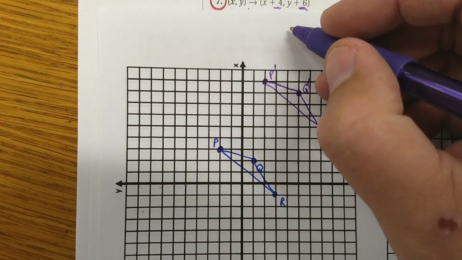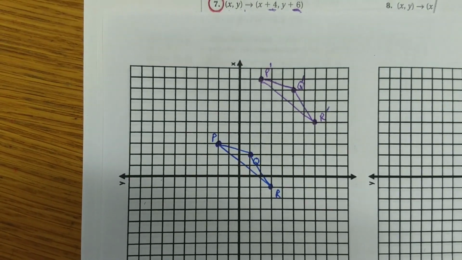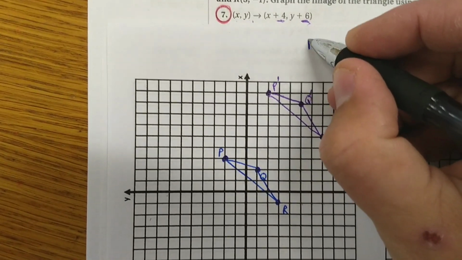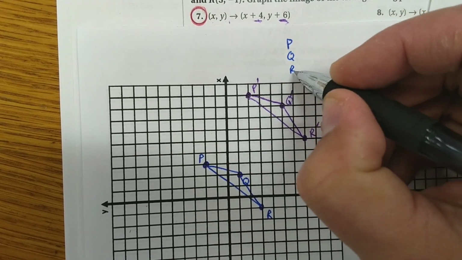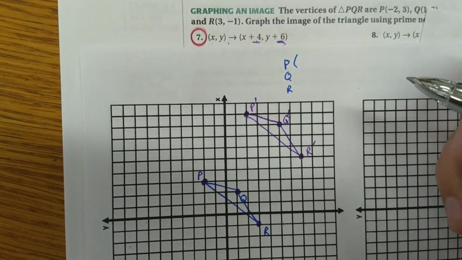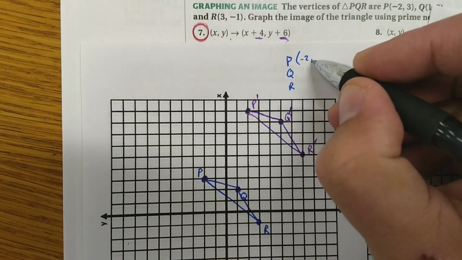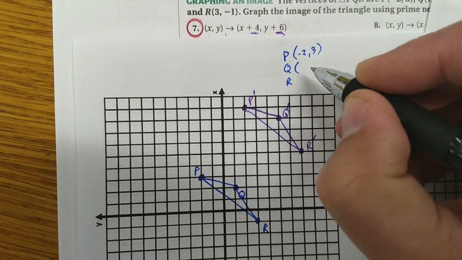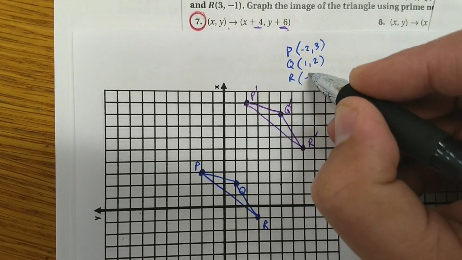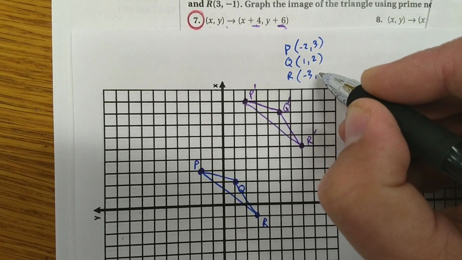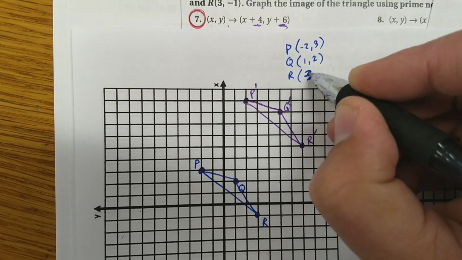Now the other thing that we can look at here is the actual coordinates themselves. So the original coordinate P, let's write it out like this. We had P and we had Q and we had R. P was at -2, 3. Q was at 1, 2. R was at 3, -1.